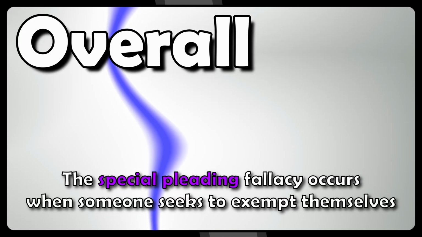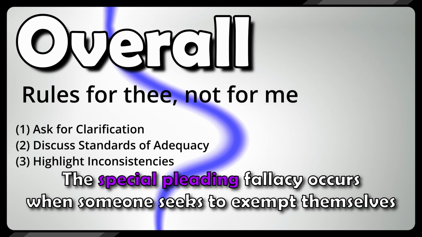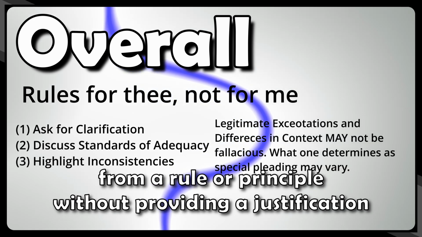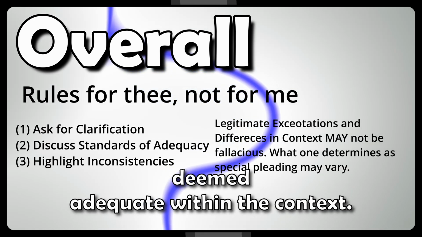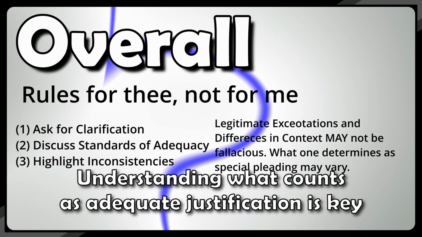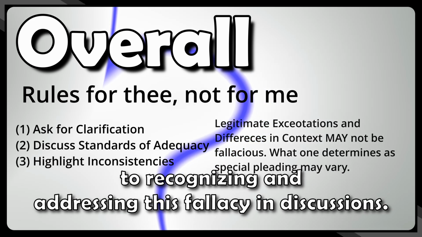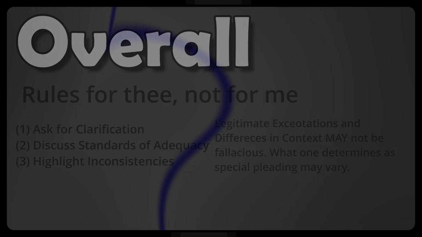Overall, the special pleading fallacy occurs when someone seeks to exempt themselves from a rule or principle without providing a justification deemed adequate within the context. Understanding what counts as adequate justification is key to recognizing and addressing this fallacy in discussions.